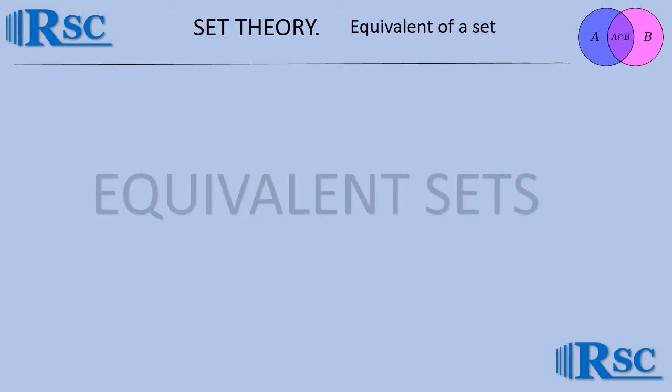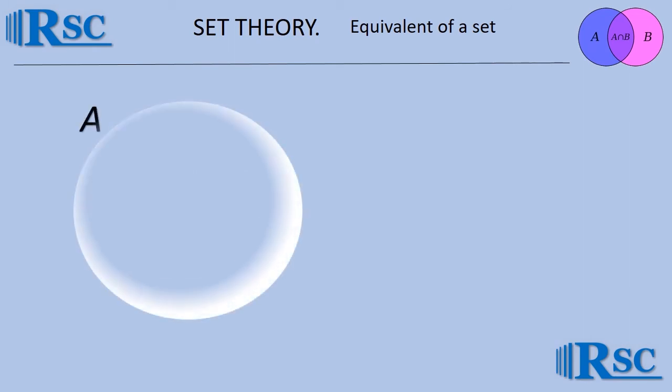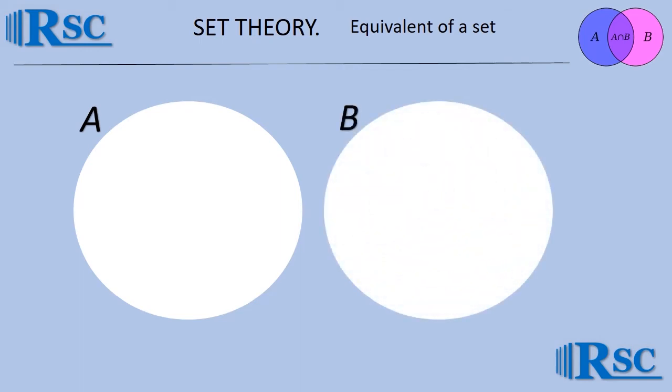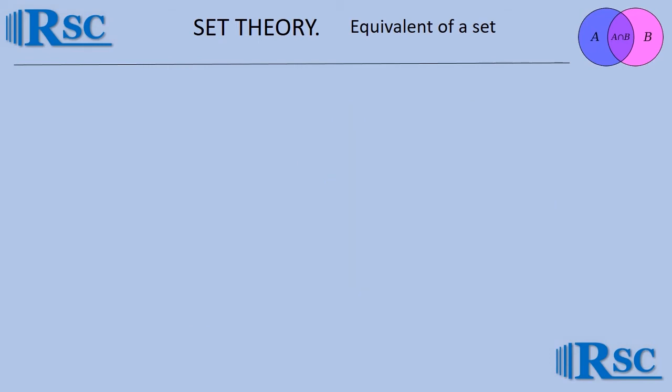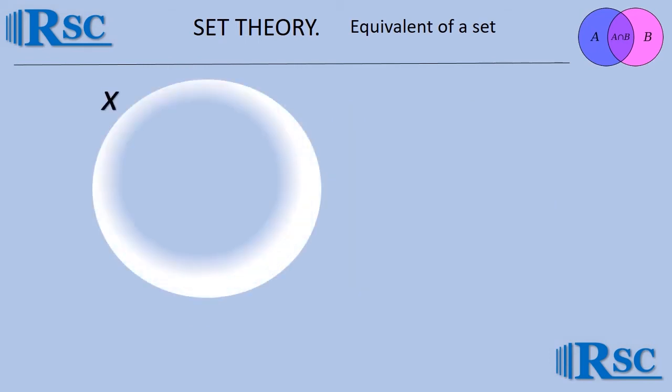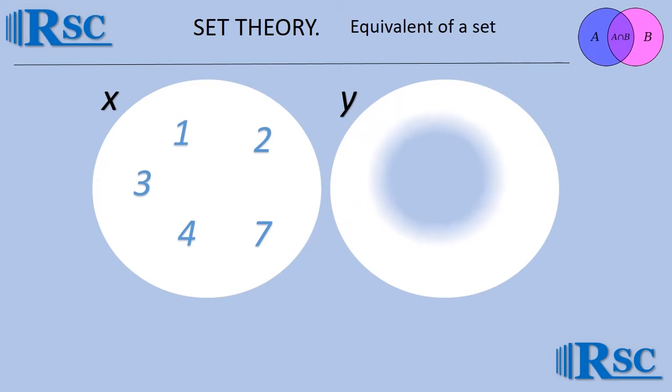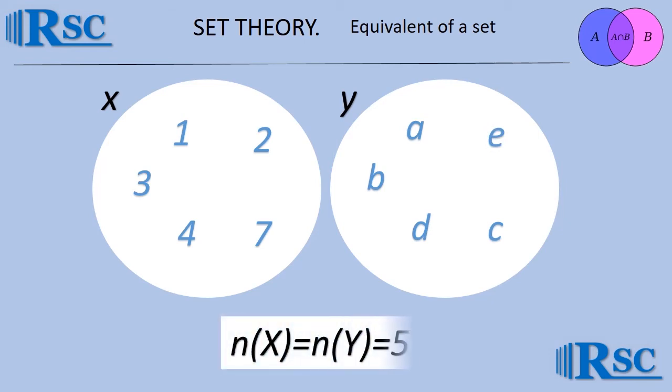Now let's look at equivalent sets. Two sets are equivalent if they have the same number of elements, though these elements may be different. And so, if set A and set B are equivalent, then n of A is equal to n of B. For example, let's say the set X is 4, 2, 7, 3, and 1, and the set Y is A, B, C, D, and E. As you can see, both these sets have 5 elements, and so X and Y are equivalent.